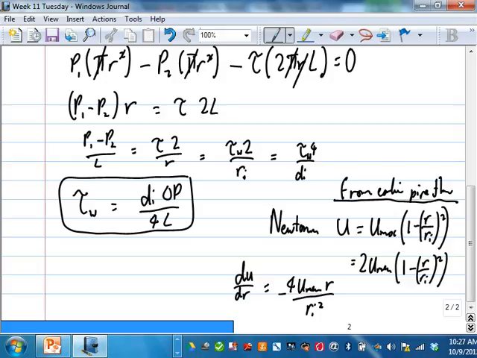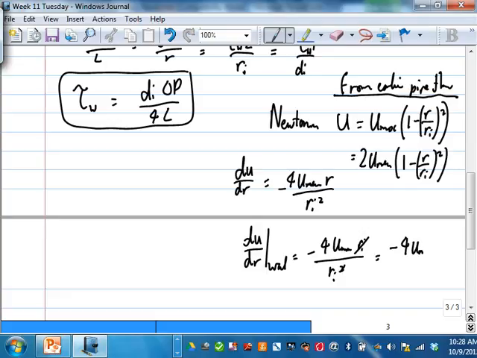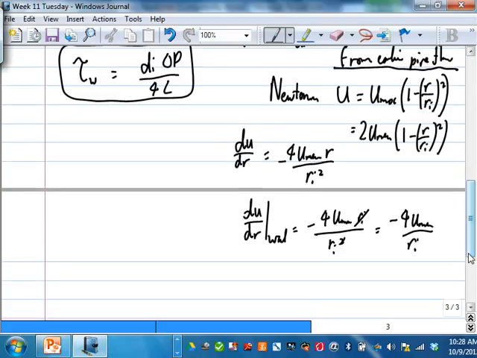Yeah, U max is 2 U mean. Okay, so this is the mean velocity, this is the maximum velocity. So du/dr at the wall is equal to minus 4 U mean Ri over Ri squared. So this one and this one can cancel, it is minus 4 U mean over Ri. And in terms of D, it is equal to minus 8 U mean over Di. There's a minus. Okay?